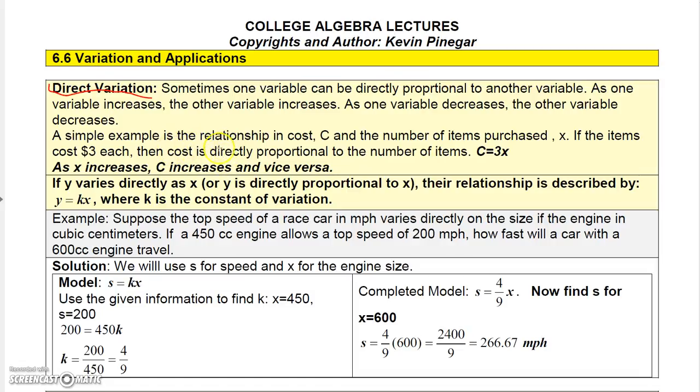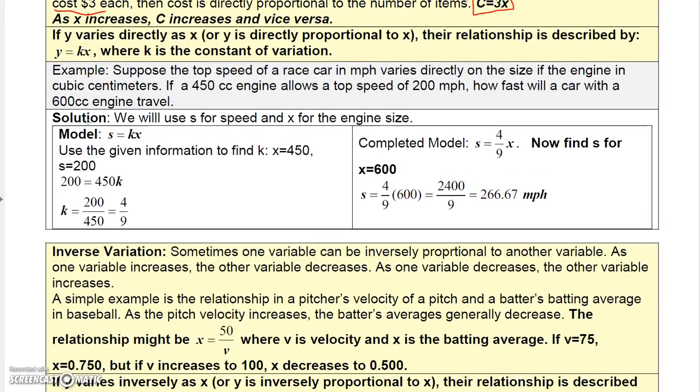A simple example is a relationship in cost. If C is the cost and X is the number of items purchased, let's say the cost is $3 each. Then cost is directly proportional to the number of items. So cost would equal some constant times X. So as X increases, the cost increases, and vice versa.